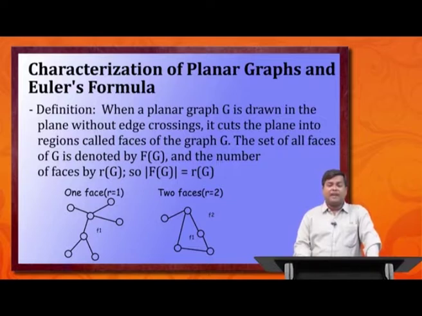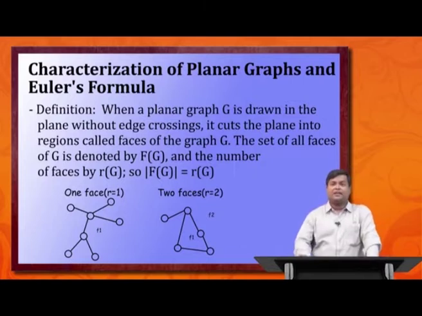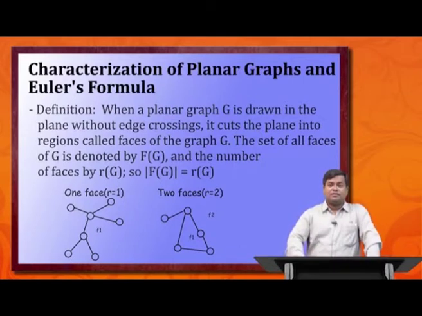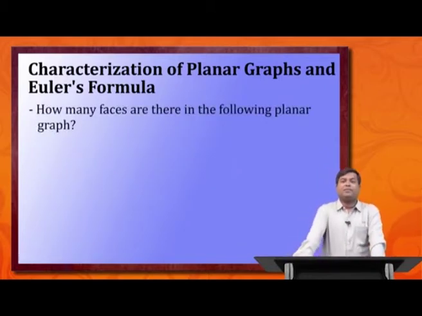We have given two different examples where r equals 1 and r equals 2. One face graph, r equals 1, means we have only one face, so obviously it is a tree. And r equals 2 is another graph which has two faces, one interior and another exterior. Now we have a question: how many faces are there in the following planar graph?